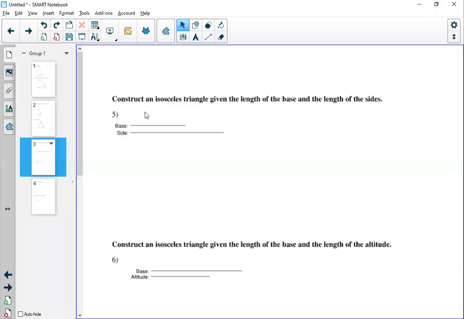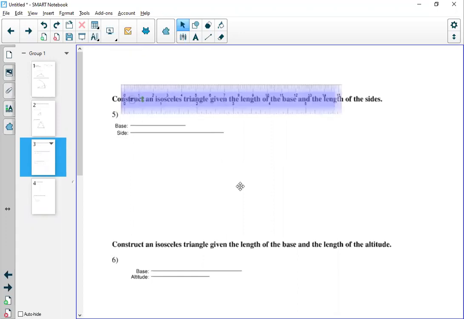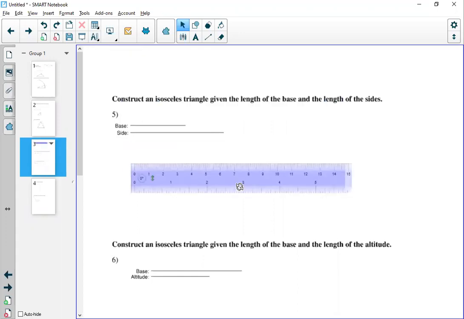All right, welcome back to the video on correction to Friday's exercises or quiz. In these questions 5 and 6, we have to construct some triangles given the base, side, base, and altitude. For question 5, it says construct an isosceles triangle given the length of the base and the length of the sides. So here is the base.